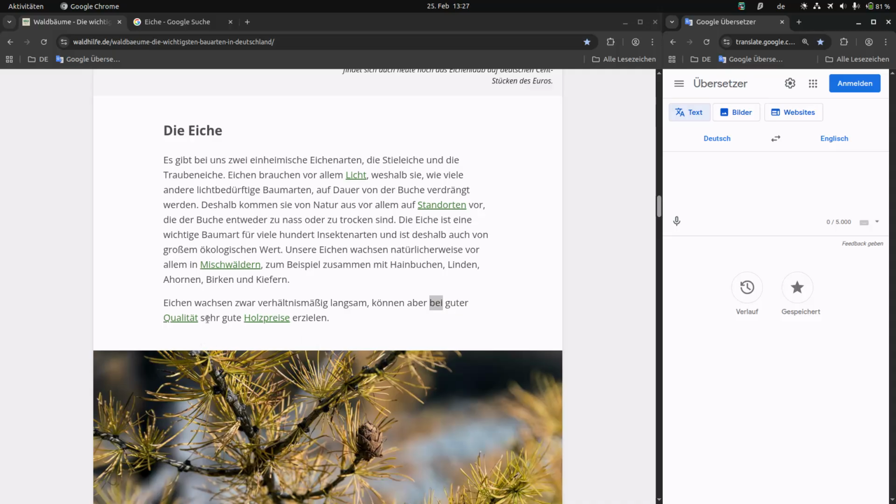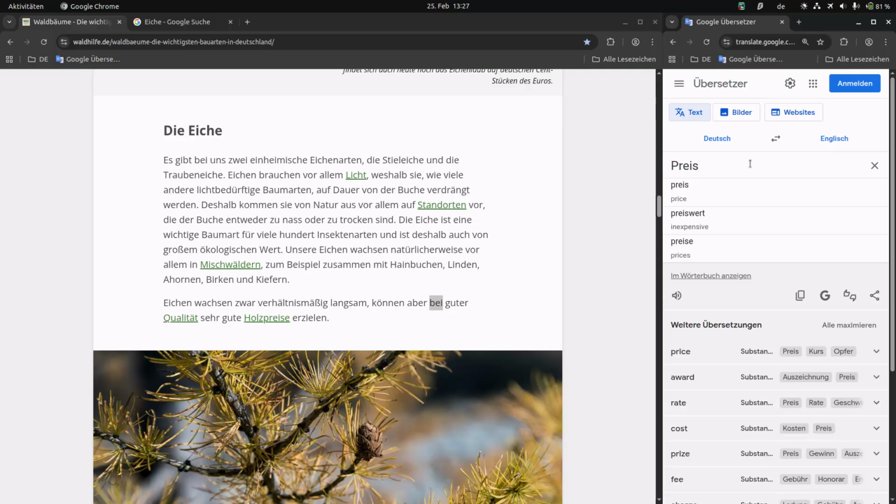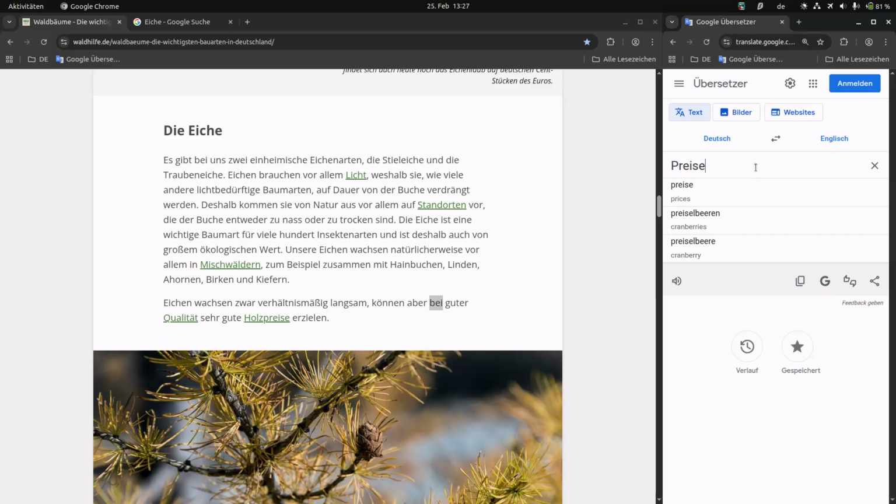Sehr gute Holzpreise erzielen, very good wood prices. Holz means wood. Preise, derived from the word Preis, is the plural form. Preis is price, so prices. Erzielen, score, achieve. So oaks grow indeed relatively slowly, but can, at good quality, achieve very good wood prices. So oaks grow indeed relatively slowly, but can, if the quality of the wood is good, achieve very high wood prices.